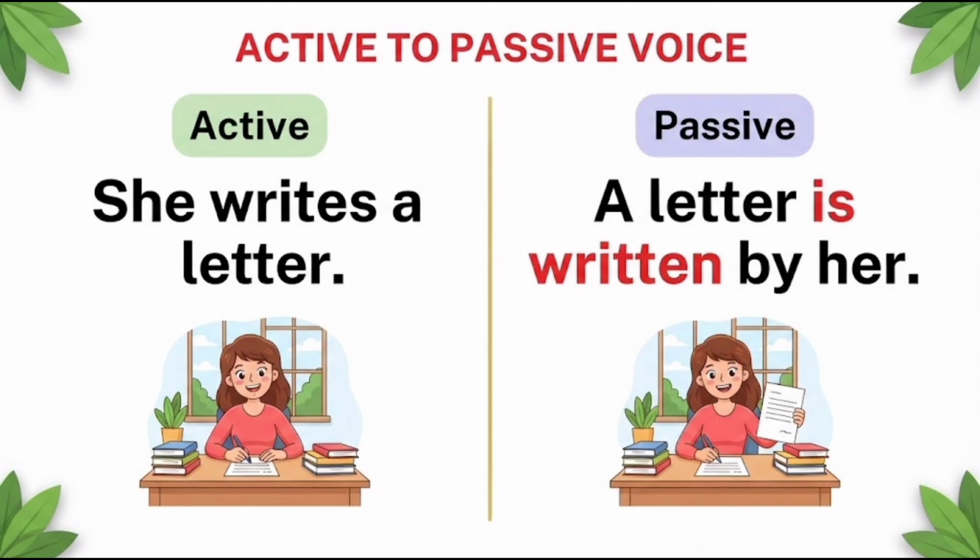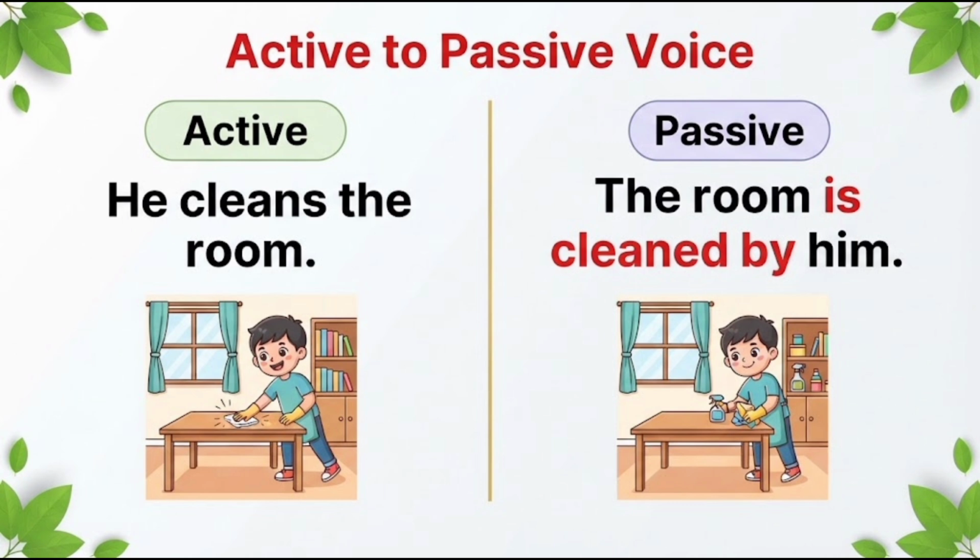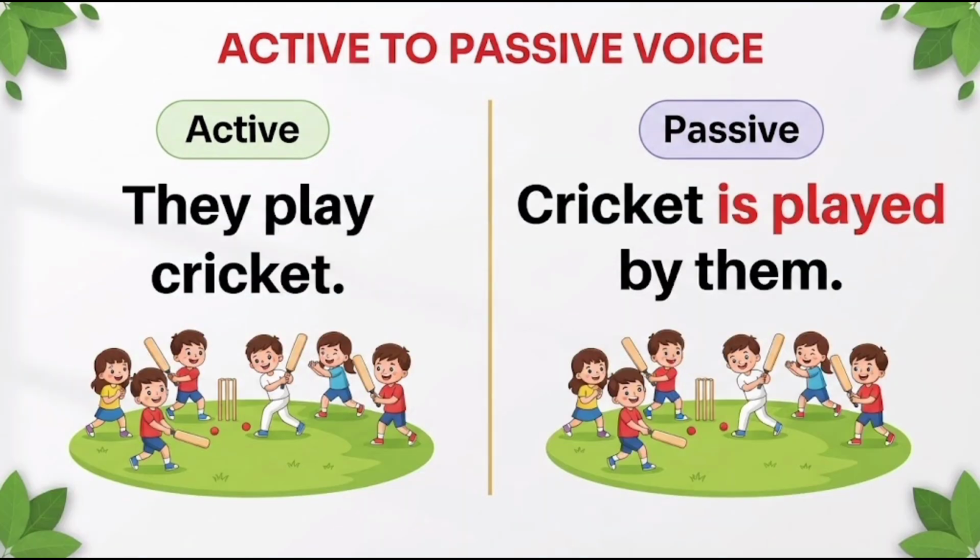She writes a letter. A letter is written by her. He cleans the room. The room is cleaned by him. They play cricket. Cricket is played by them.